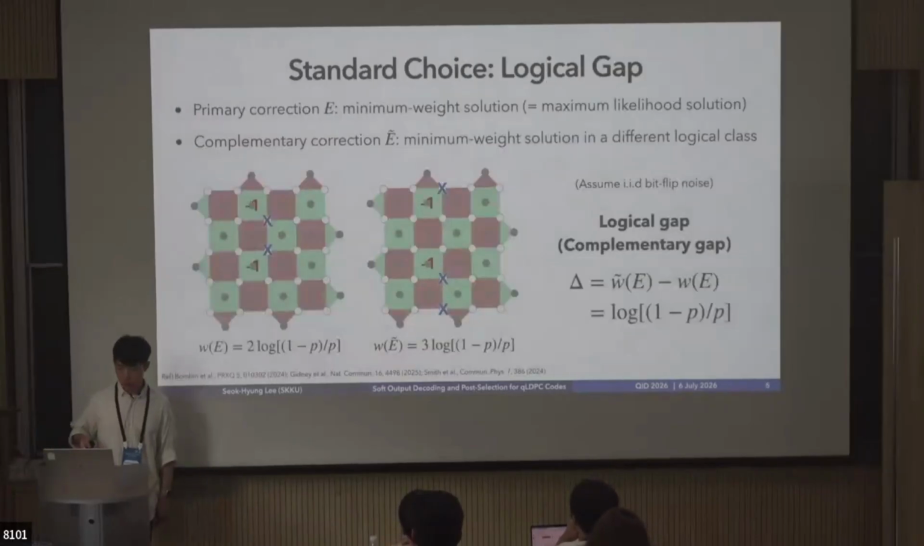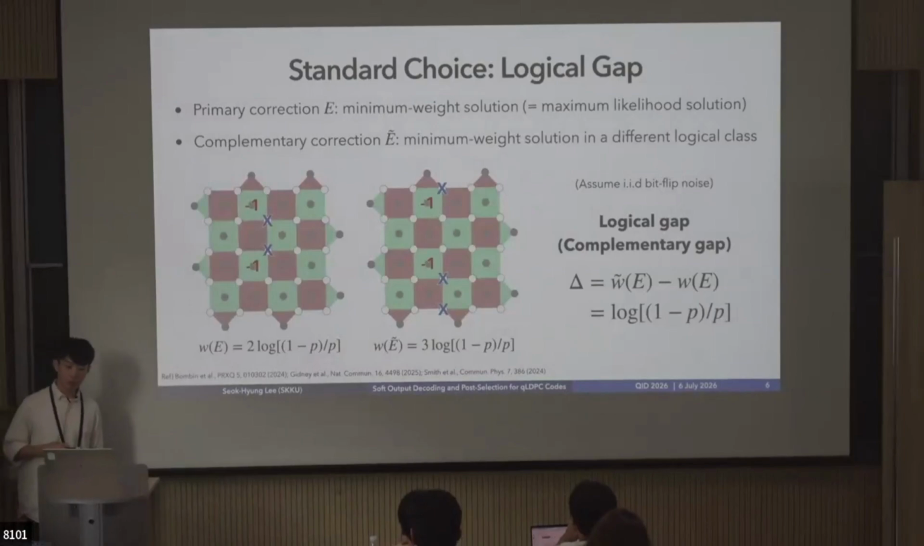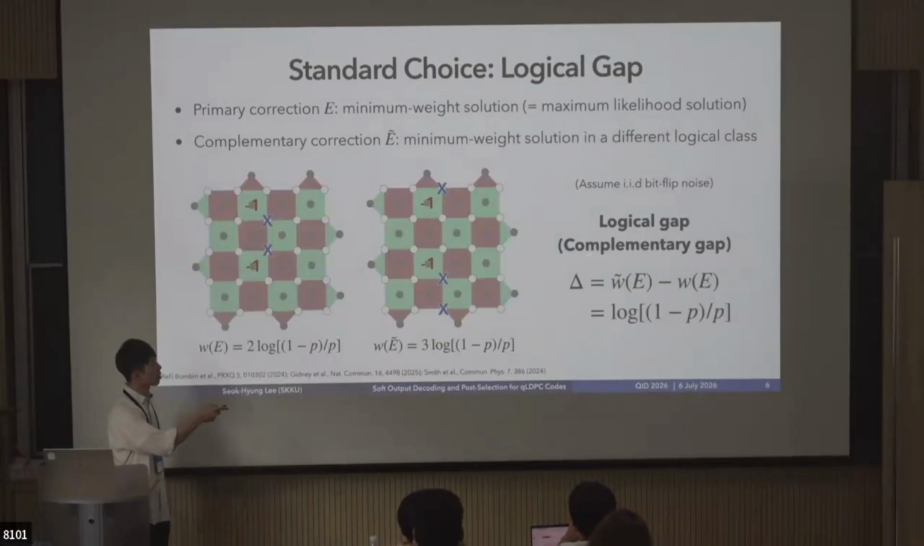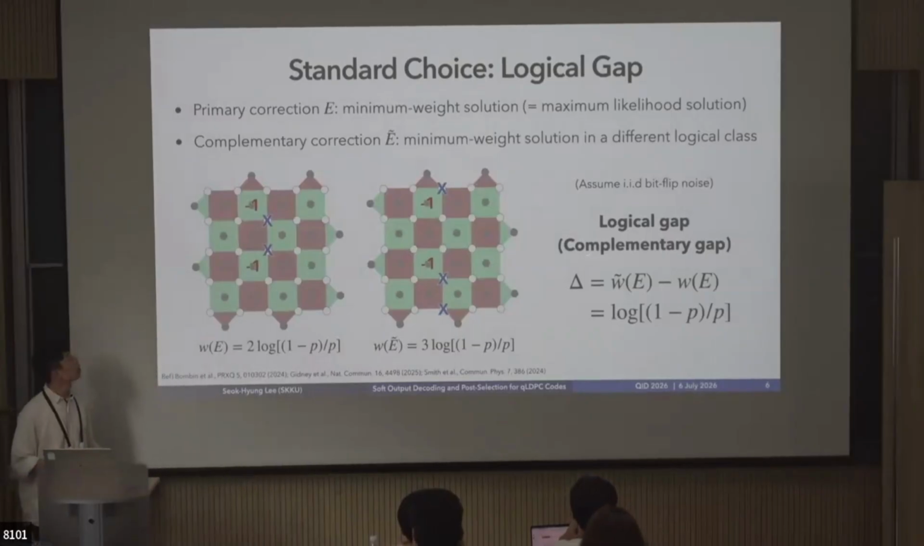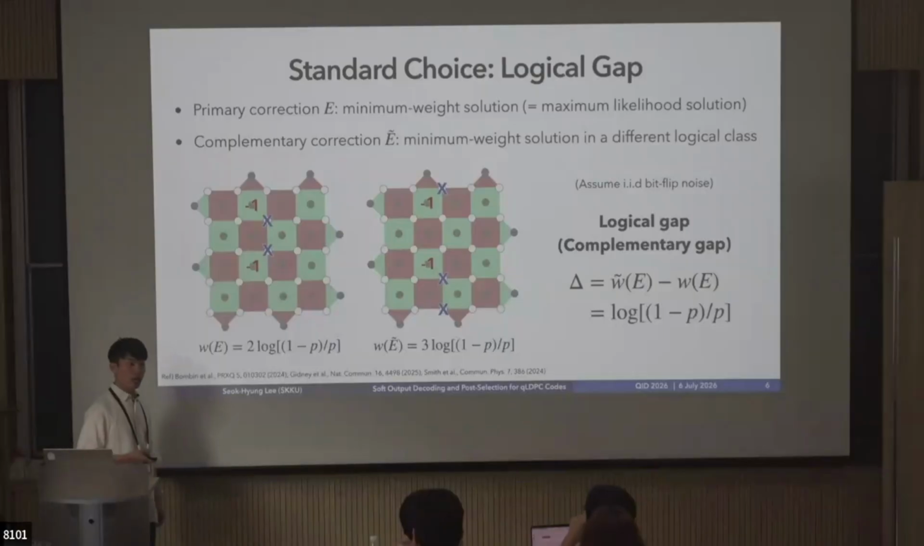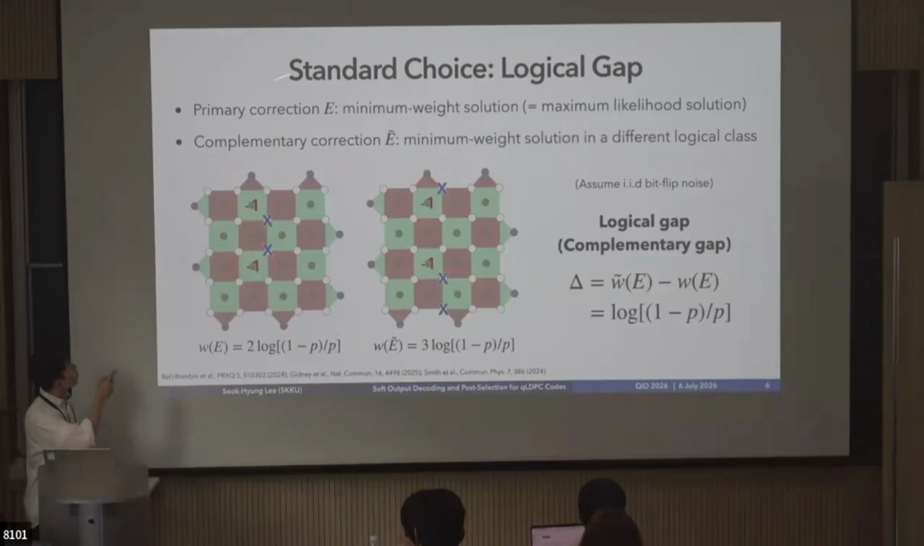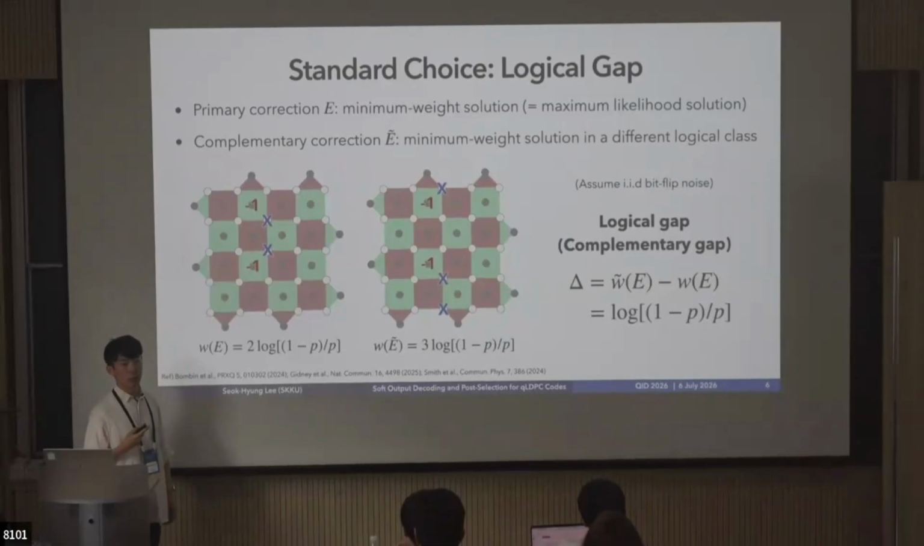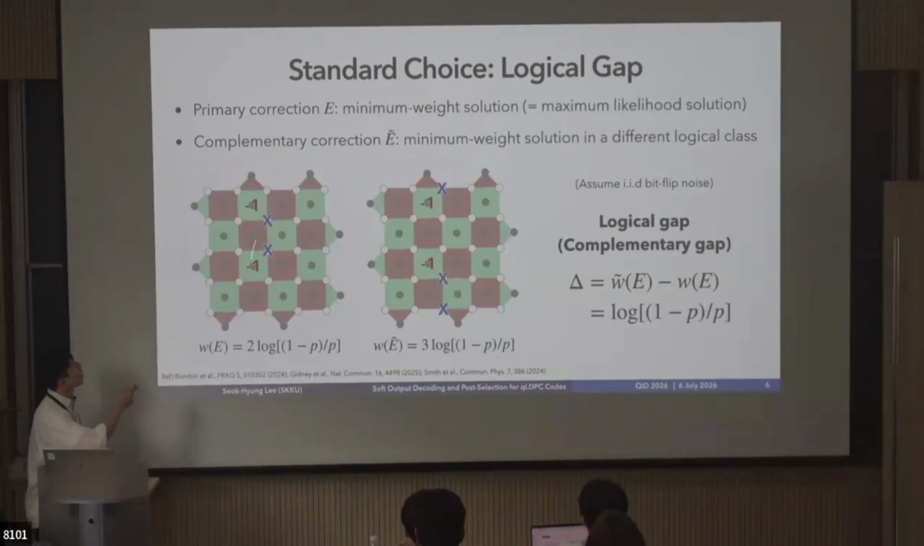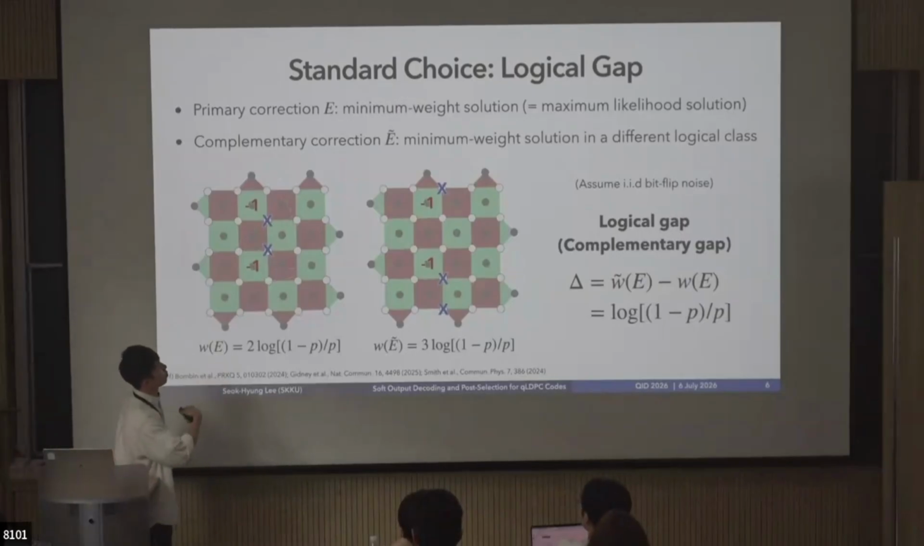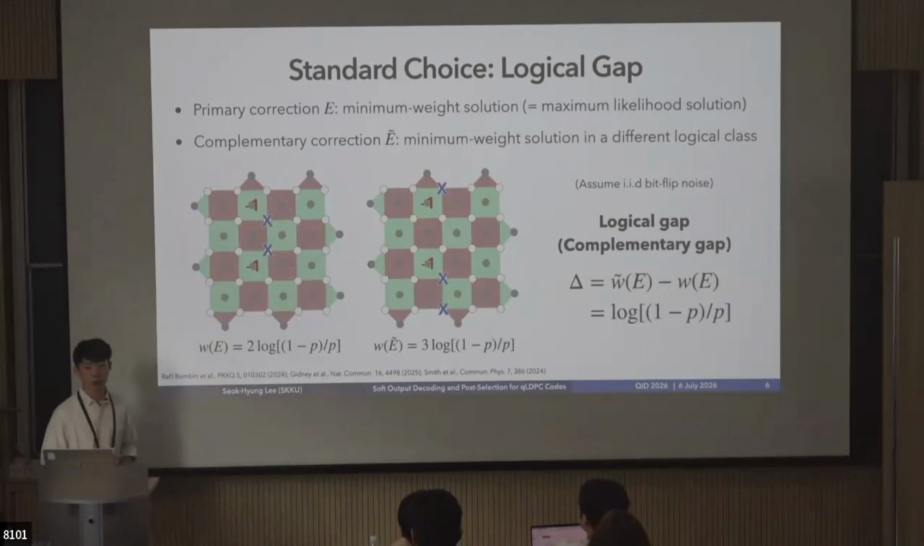One representative example of the soft output is the logical gap, or commonly known as the complementary gap. The concept of this complementary gap is actually very simple. We first run a regular decoder, let's say the minimum weight perfect matching decoder on the surface code, and then obtain the primary correction, which is by definition the minimum weight solution, or maximum likelihood solution if we ignore degeneracy.